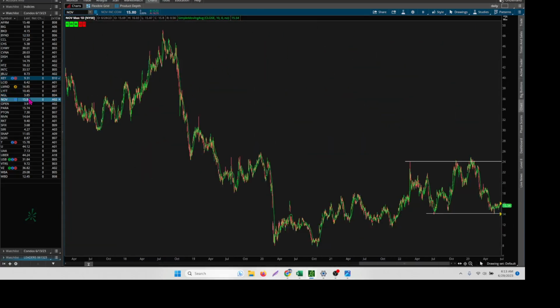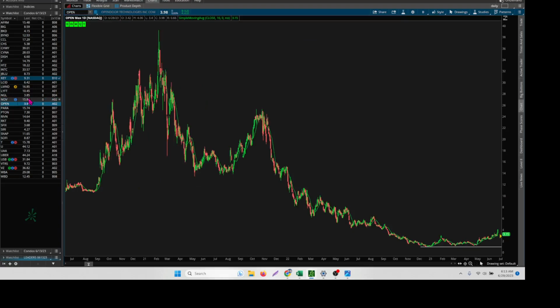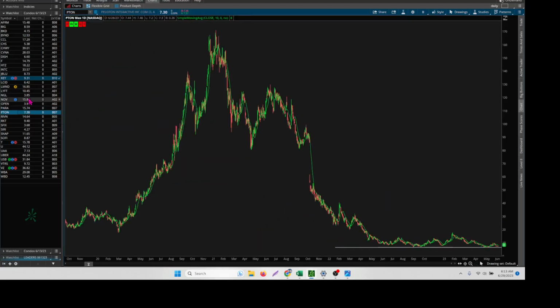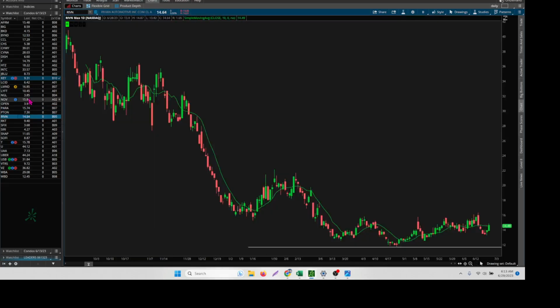NOV, holding this level of support right here, trying to reverse. Open, value play, tried to go lower, they're reversing it. Paramount trying to hold this level, may or may not hold. Be patient with this one, let it set up. Piton just holding this line.